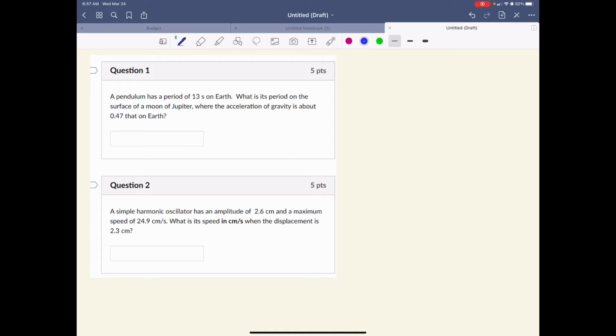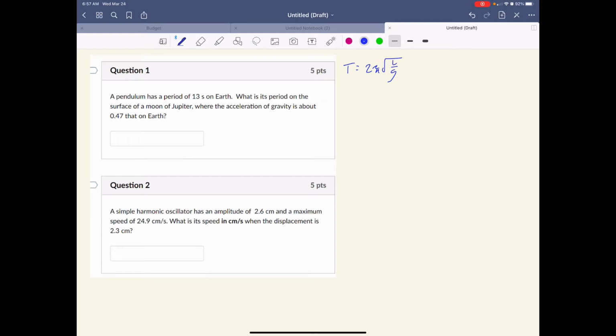Okay, so a pendulum has a period of 13 seconds on Earth. What's its period on the surface of the Moon and Jupiter? Acceleration due to gravity is 0.47 that on Earth. Okay, so the first thing you need is the formula for the period of a pendulum.